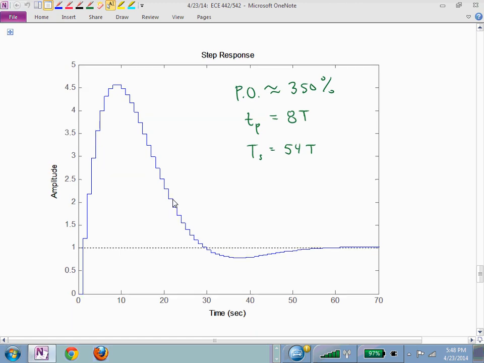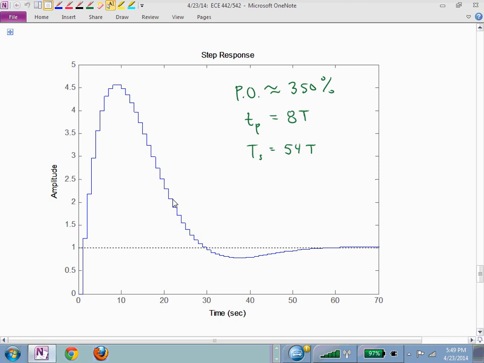It does go where we want, but it takes a big excursion to get there. We have a percent overshoot of 350%. But remember, this was an unstable system to begin with. Maybe it's okay that you go quite a ways away from where you want to eventually settle, and you do after 60 time steps. This is misleading in MATLAB.